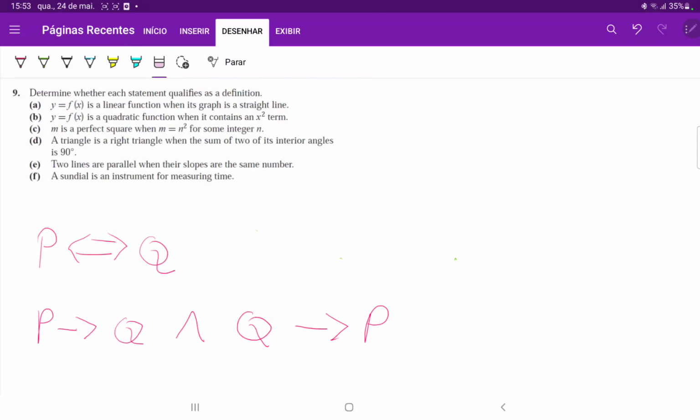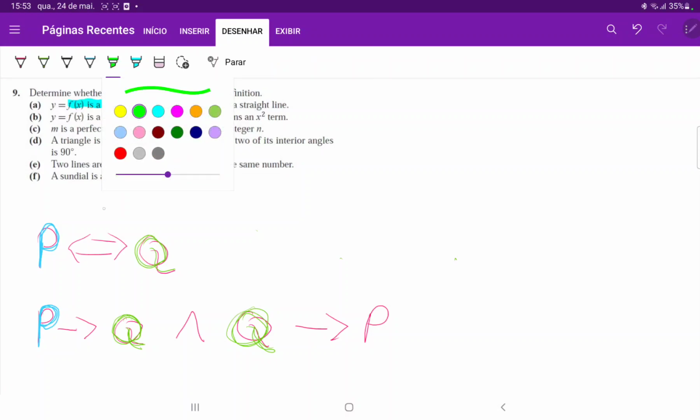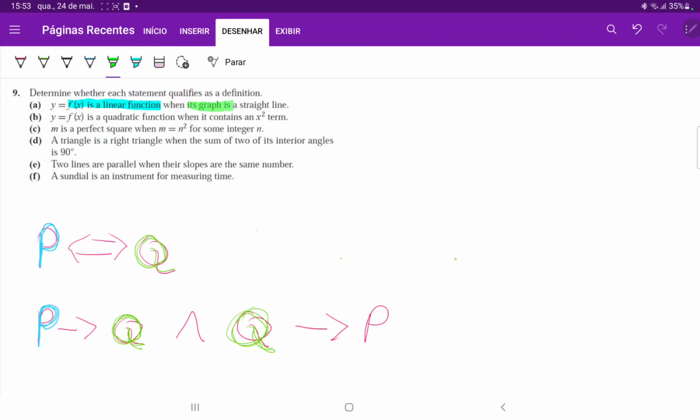And I'm going to color code these, I think, just so that it's easier for us to see. I'll put P in blue, and then I'll put Q in green. Okay. So let's go ahead and see if this works. Now our P here for number A is f of x is a linear function, right? And our Q is its graph is a straight line. So let's see if this is true.